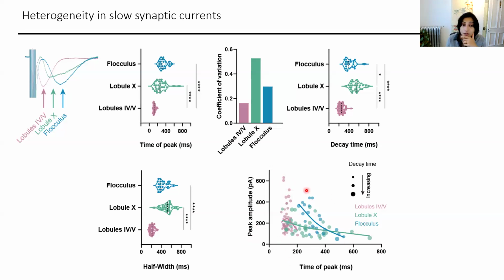So it's really tightly distributed. However, in the flocculus, you have a completely non-overlapping population where you have much delayed time of peak, and lobule 10 actually falls somewhere in between these two populations, right? So it's really diverse. You have one tight population, and then you have these two lobules with all this variability. And of course, we wondered what this is all about. Where is this variability coming from? And that comes to a little bit about why we chose these regions.